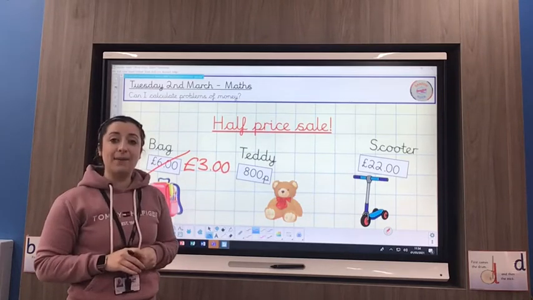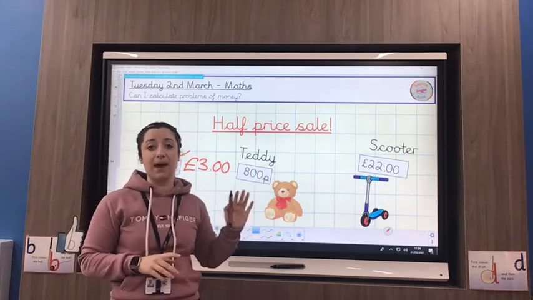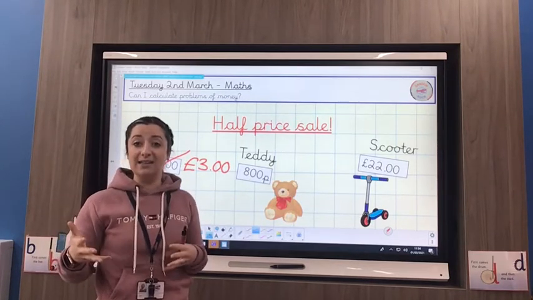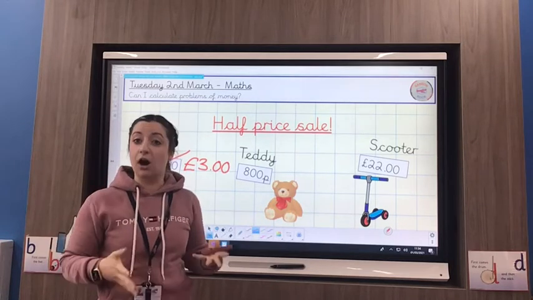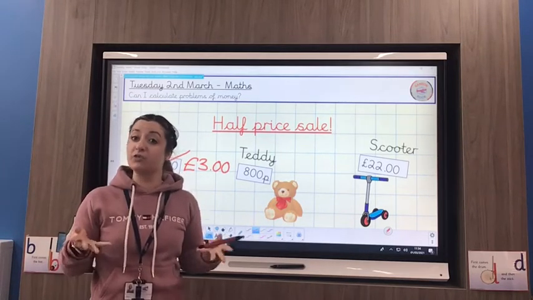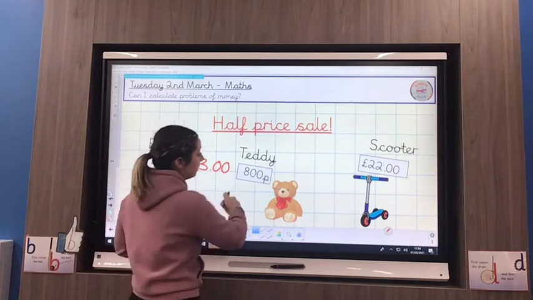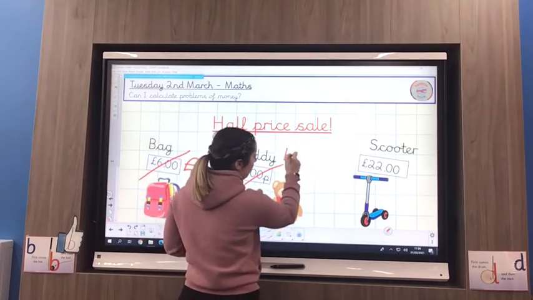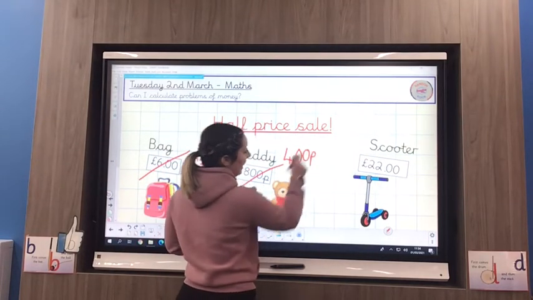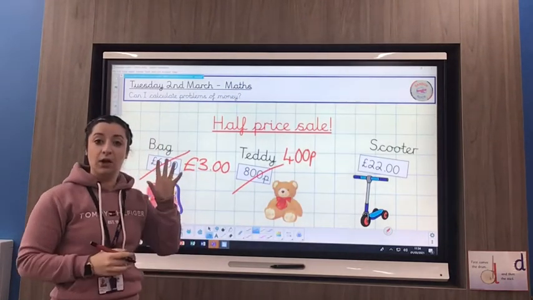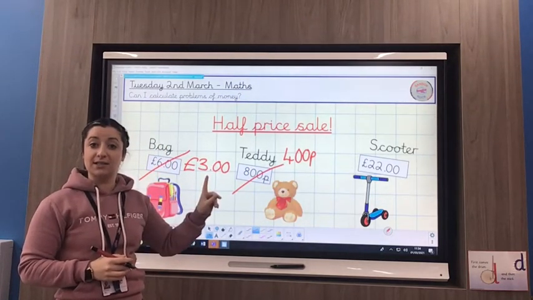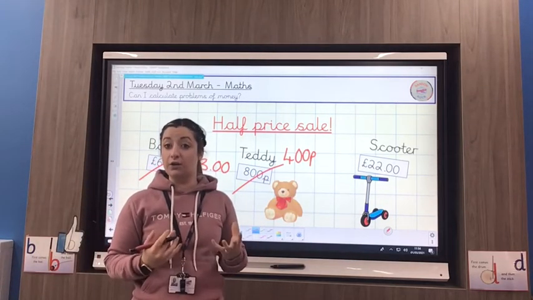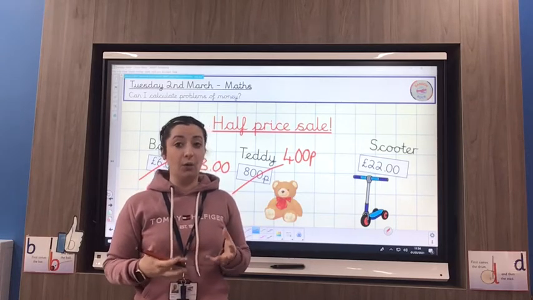Okay, so now looking at my teddy. So this is not converted into pounds, this is pence. So 800 pence. If I know half of 8 is 4, then half of 800 would be 400. Well done if you got that at home. So I'm going to cross out my teddy is no longer 800 pence, it's now 400 pence. Okay, so we've halved my bag, so my bag's new price is £3. My teddy's new price is 400 pence, or another way of saying 400 pence would be £4.